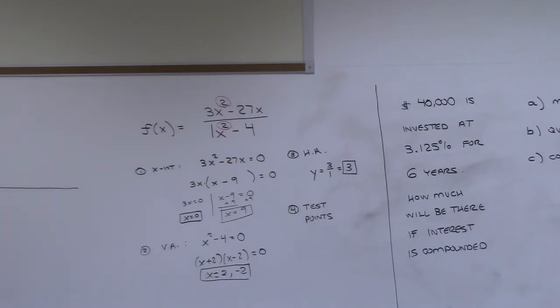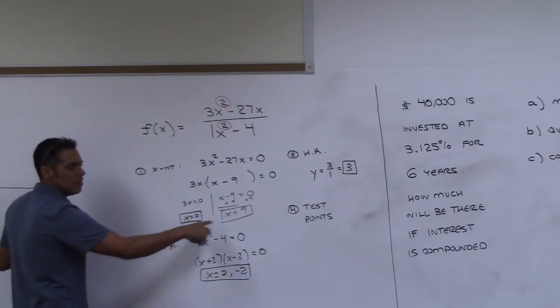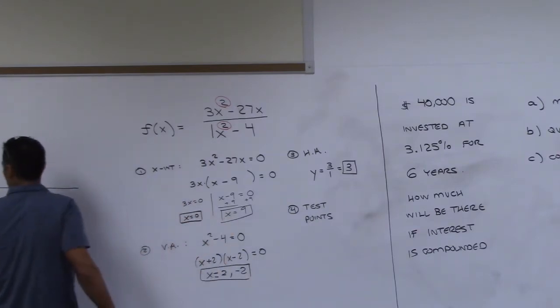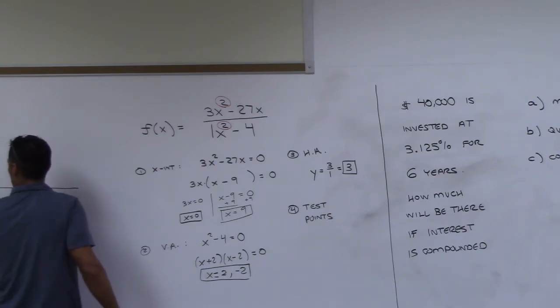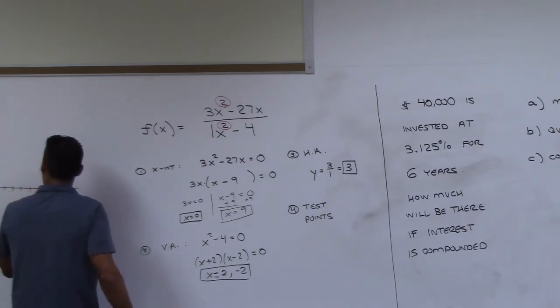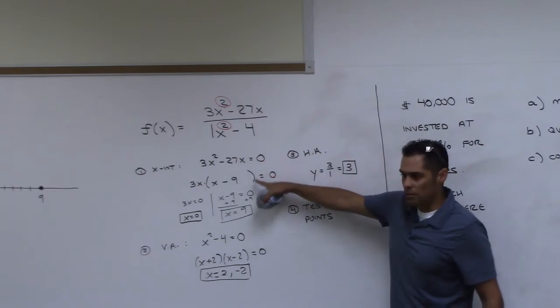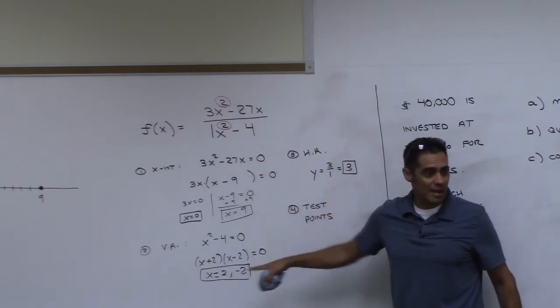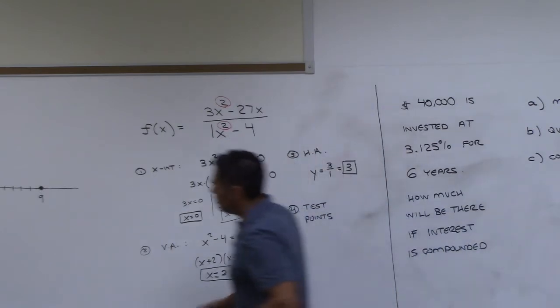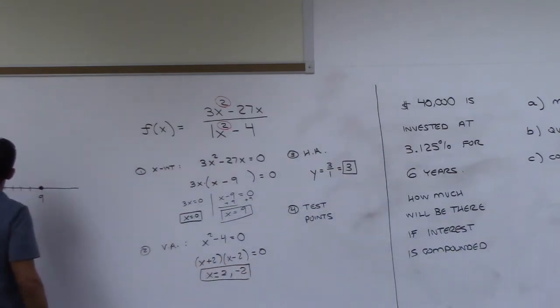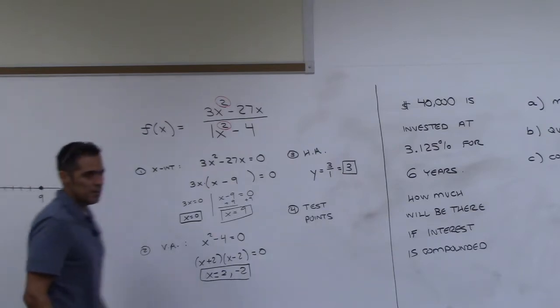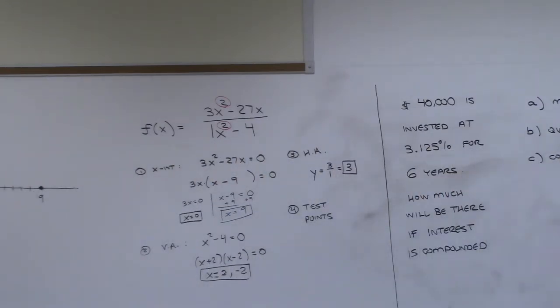My x-intercepts are at 0 and at 9, right? 0 and at 9, and those are dots on the x-axis. 0, 9. There we go. So that takes care of this part. My vertical asymptotes are at 2 and negative 2. Those are vertical dotted lines. They go through x's 2 and negative 2. Not allowed to cross those. And then my horizontal asymptote is at y equals 3.